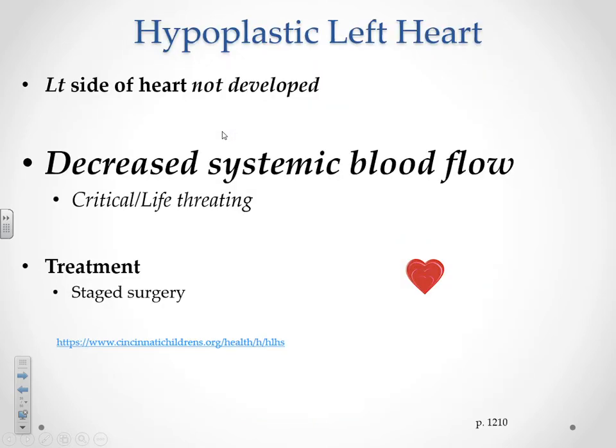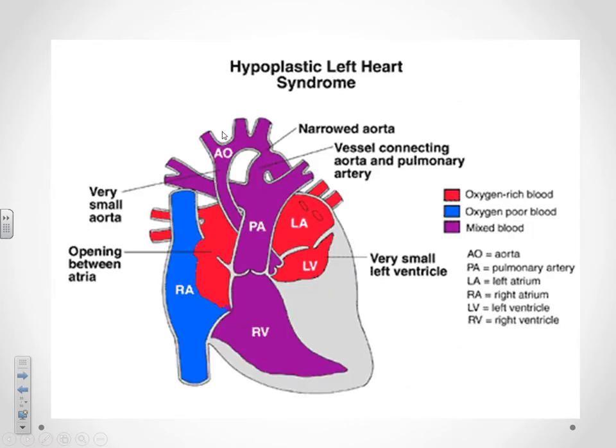Hypoplastic left heart. Is everybody okay? Am I going too fast? Hypoplastic left heart. This is where the left side of the heart does not form completely. So they typically have a very small ventricle. They could have a very small atrium, and they have a very small aorta.